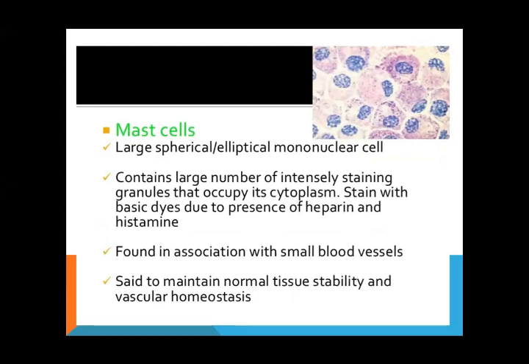Mast cells are large spherical and elliptical mononuclear cells containing a large number of intensely staining granules that occupy the cytoplasm, stained with basic dyes due to the presence of heparin and histamine. They are found in association with small blood vessels, so as to maintain normal tissue stability and vascular homeostasis.